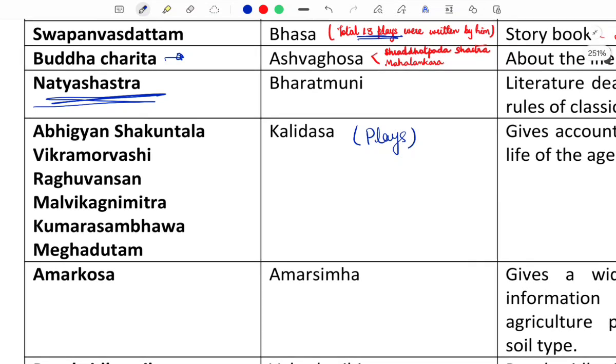A lot of classical dances have roots in Bharat Muni's Natya Shastra. We have 8 classical dances, you must know about that.